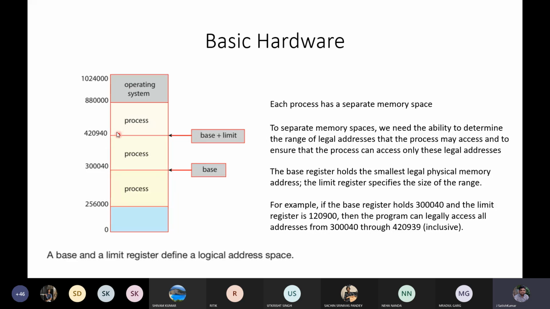Suppose there is a memory space available here, and for example, let us take this process. For this process, the base address is 30040, which means the process, suppose the program takes this many addresses, the limit of 12,000 addresses. Sorry, how much is this?